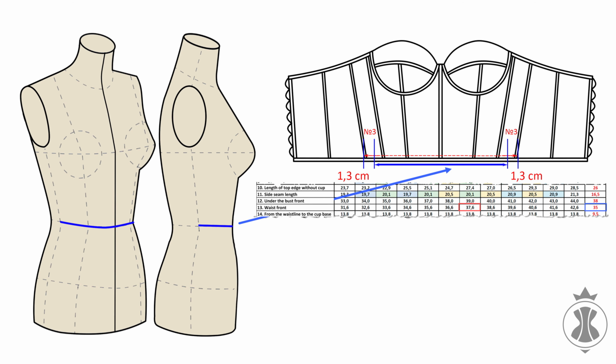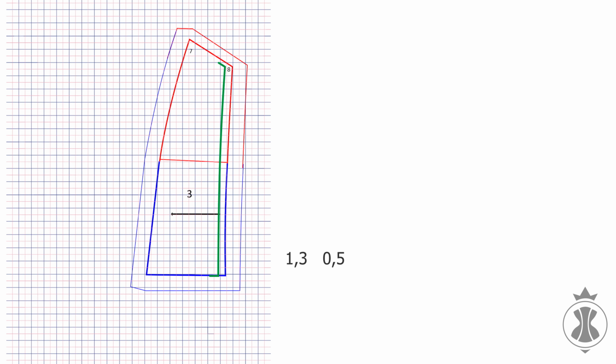According to the calculation, the detail must be reduced by 1.3 centimeters along the waistline. But we have reduced it by 0.5 centimeters, so we still have to reduce it by 0.8 centimeters along the waistline. 1.3 minus 0.5 equals 0.8 centimeters.